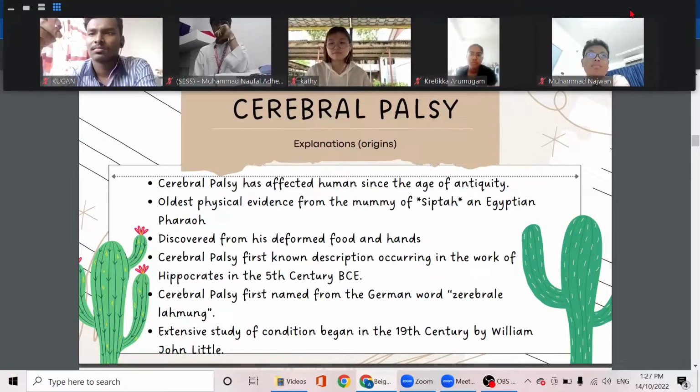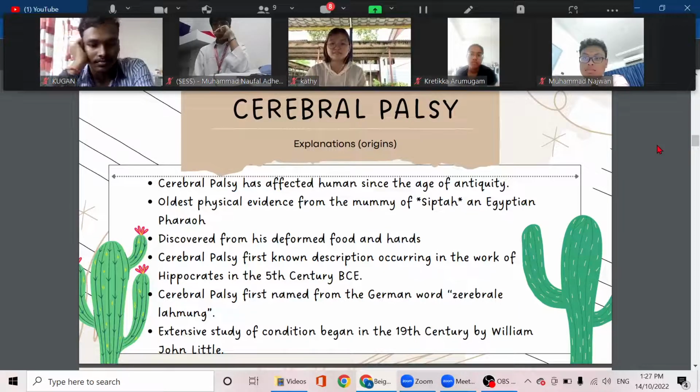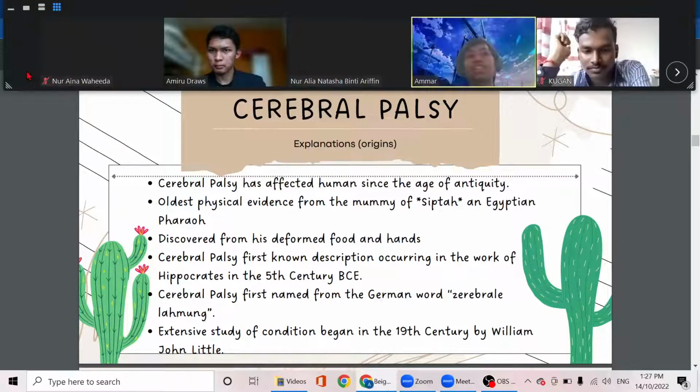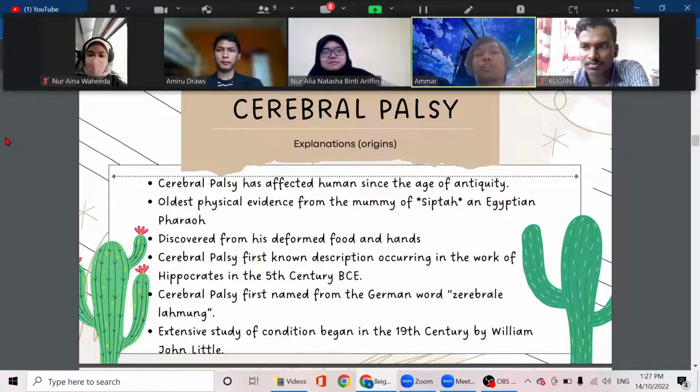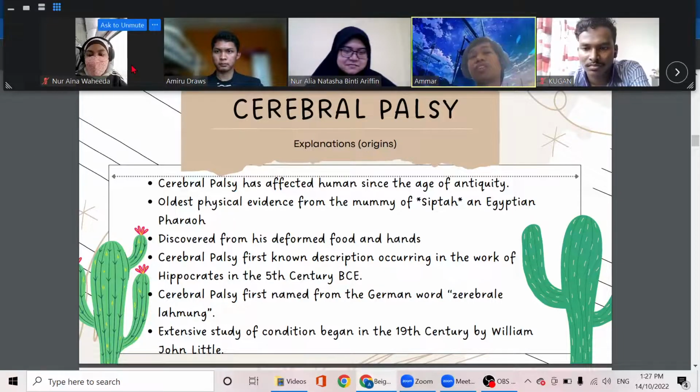Alright, good evening. Salam sejahtera, salam satu Malaysia. Alright, I'm gonna explain cerebral palsy in detail. Just the origin. I'm gonna start with when people found cerebral palsy.